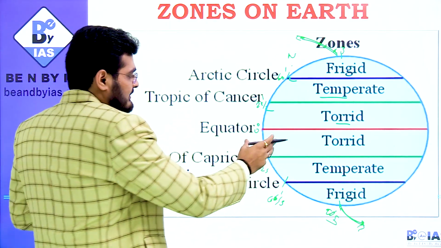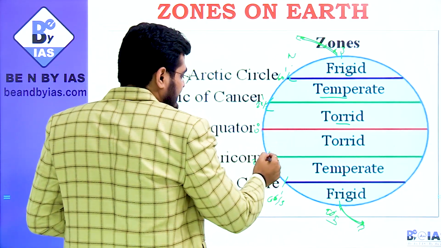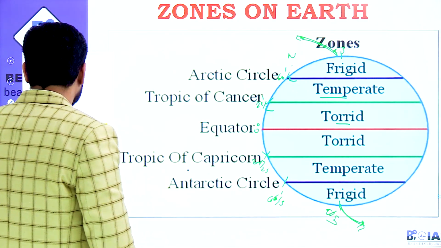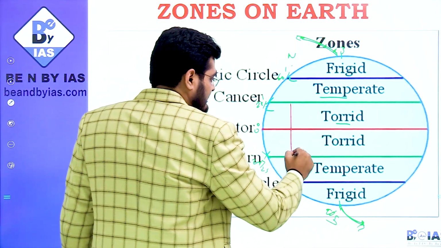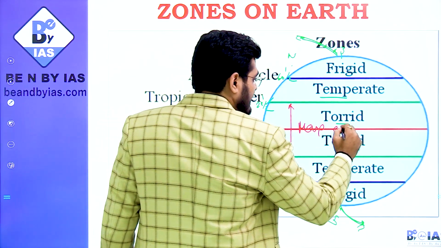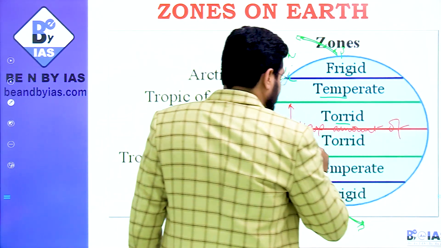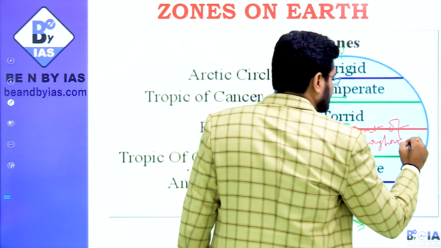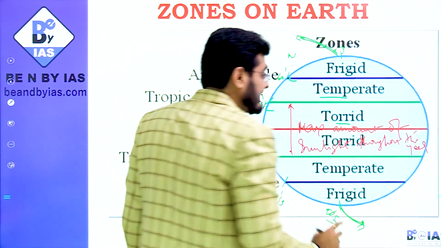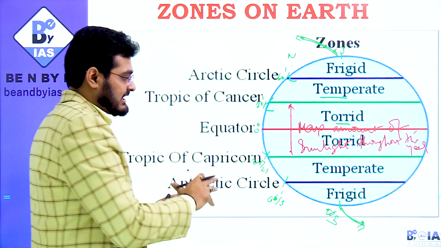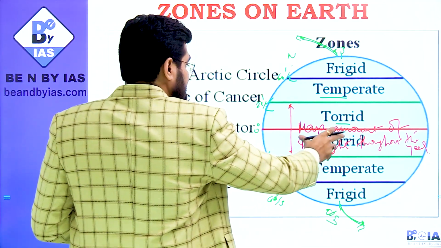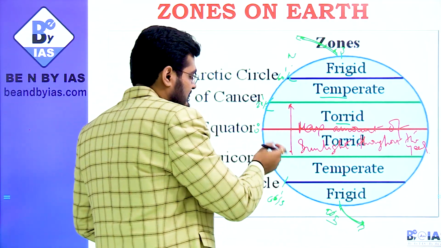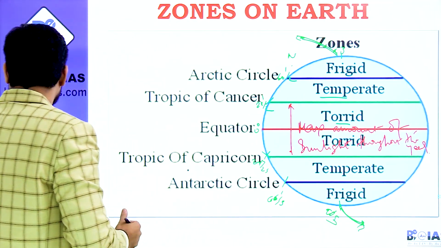Now just remember, as I've told you, that this 23.5 degree and 23.5 degree, this is a torrid zone. I'll explain how these zones are created as well, but for now just understand that this torrid zone receives the maximum amount of sunlight throughout the year. How is it done, I'll explain you, but maximum amount of sunlight is received by this torrid zone. So one zone was decided, that the zone between 23.5 north and south, we will be calling as torrid zone.